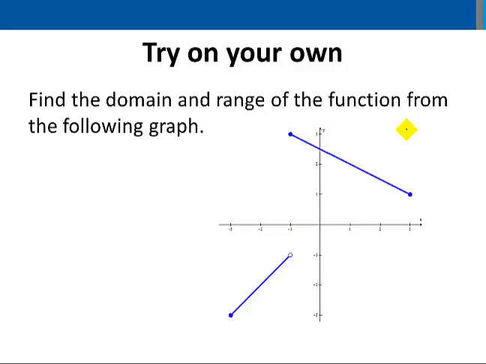Try finding the domain and range of this next function on your own. The graph includes a line segment from (-3, 3) to (-1, -1), with an open circle at (-1, -1). A second line segment starts at (-1, 3) and ends at (3, 1).